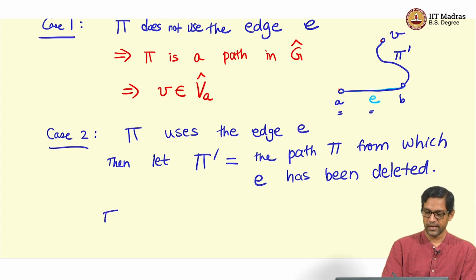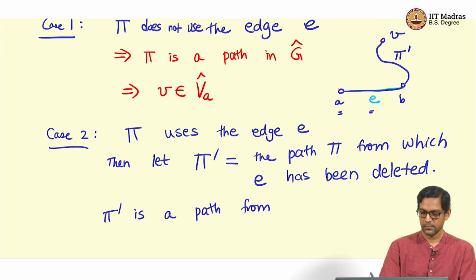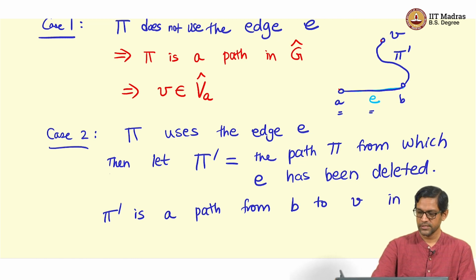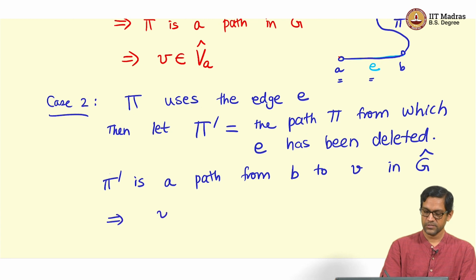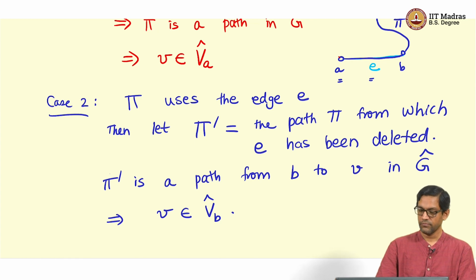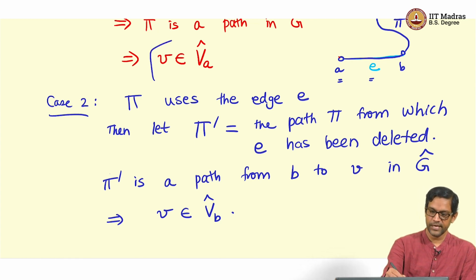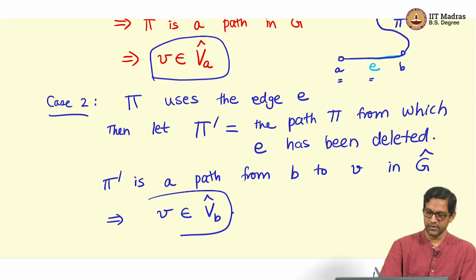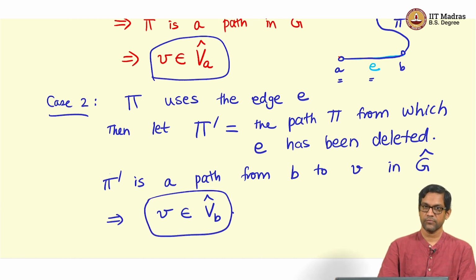Then observe, pi prime is a path from B to V, and since it is a path it can't use the same edge once more. So, it is a path in G hat. And what does that mean? It means that this vertex V belongs to the set VB hat. Okay, so, we have shown that in case 1 the vertex is in VA hat, in case 2 the vertex is in VB hat. So, the union of VA hat and VB hat is in fact the entire vertex set. So, again we have proved our claim.